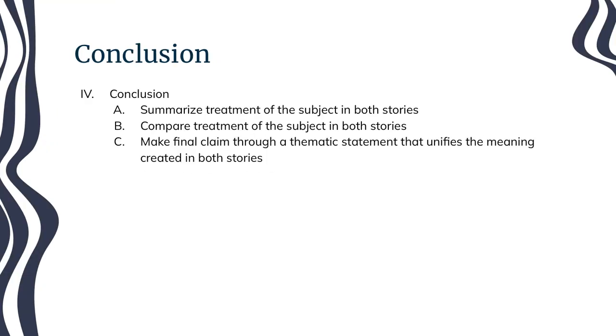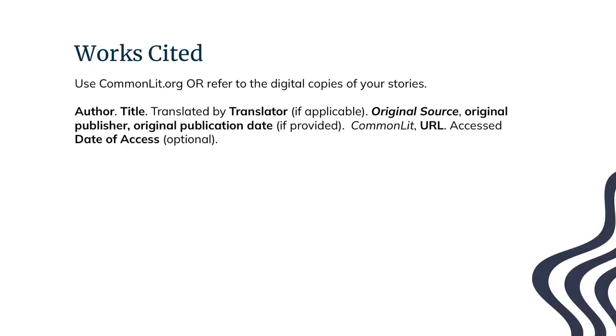The 4th section of your outline should be the conclusion, and this is actually, I think, probably the easiest section to work on. All you're doing is summarizing how the subject is approached in both stories, comparing that approach, and then making a final claim where you kind of come up with a unifying theme that could apply to both works. And then you're almost done.